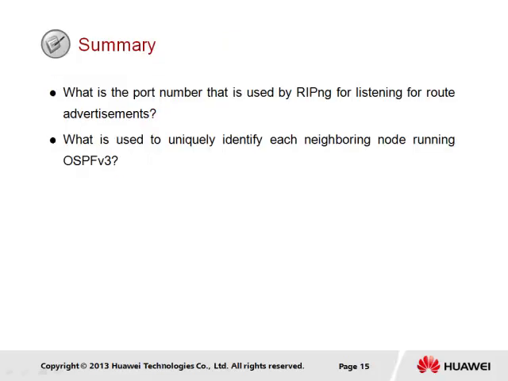So to summarize this section on IPv6 routing technologies, we just have two questions here. The first asks, what is the port number that is used by RIPng for listening for route advertisements? Well, if we recall, RIPng uses UDP port 521 in order to listen for route advertisements. And what is used to uniquely identify each neighboring node running OSPFv3? Well, a 32-bit router ID is used in order to uniquely distinguish each neighboring node running OSPFv3, while the interface ID will distinguish the interface on the link, where the router may have multiple interfaces associated with the same link.